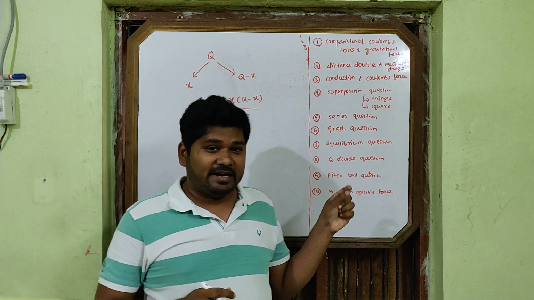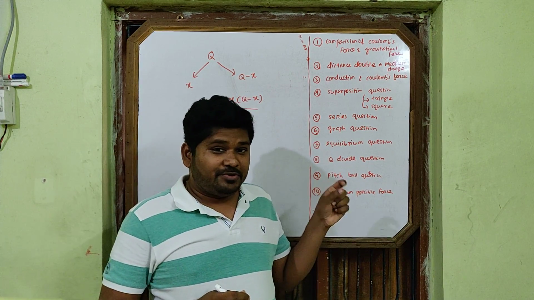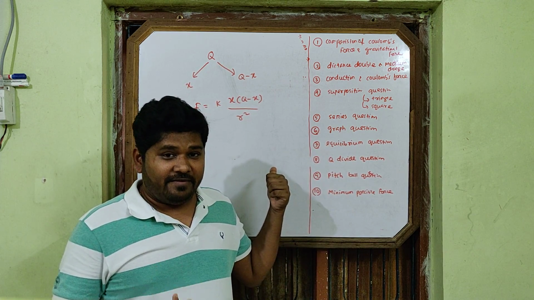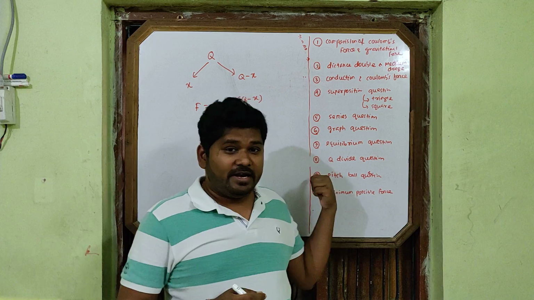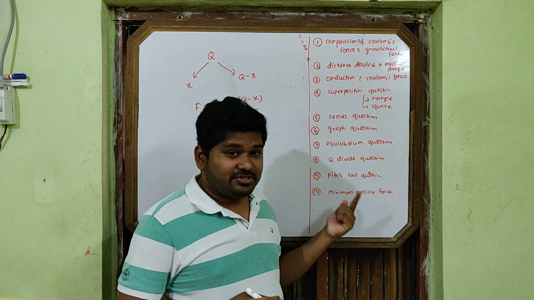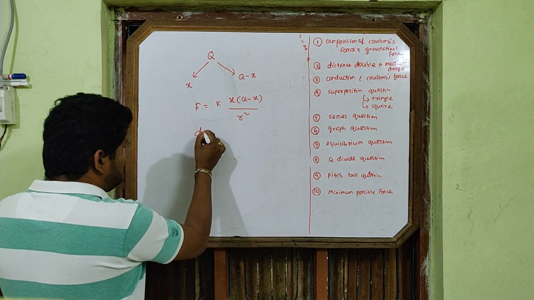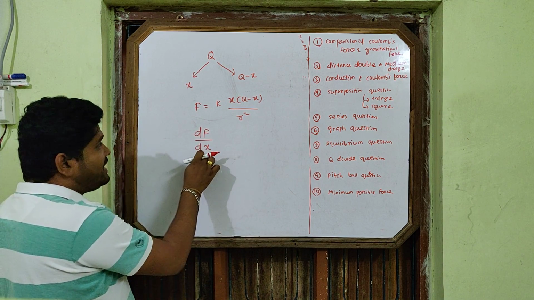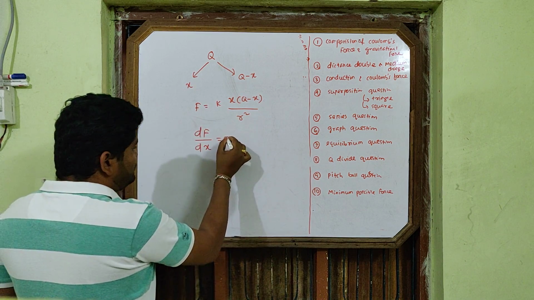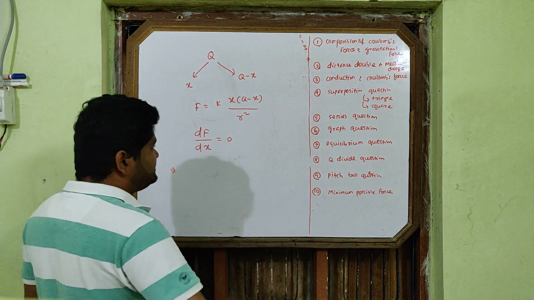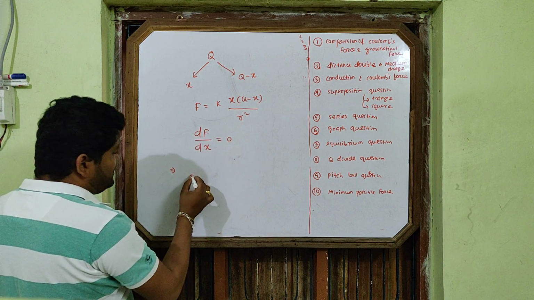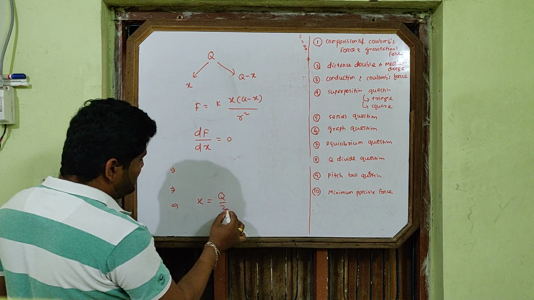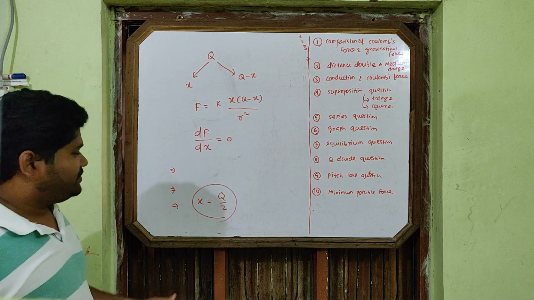You have done this type of question in the gravitation chapter. For the force between them to be maximum, you know this concept from 12th class derivative and integration: when a quantity becomes maximum, its differentiation is 0. So F is maximum, dF by dx, differentiate with respect to x. Why x? Because x is our variable, equal to 0. If you differentiate it, you will automatically get your answer: x is equal to Q by 2.